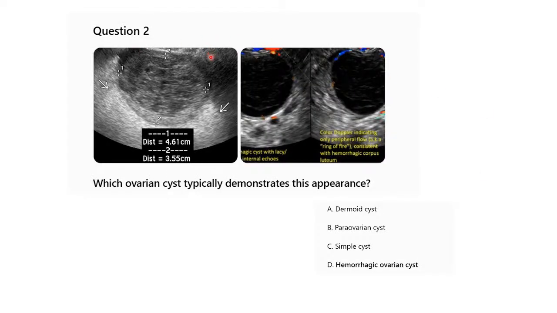Question number 2. Look at this type of ovarian cyst. What type of cyst is that? You can see how it appears on color Doppler. Which ovarian cyst typically demonstrates this appearance? A. A dermoid cyst. B. Para-ovarian cyst. C. Simple cyst. D. Hemorrhagic ovarian cyst. Which is the best choice in this case?